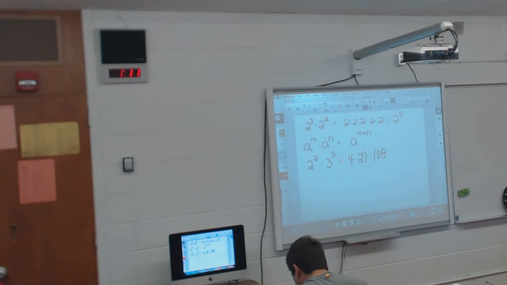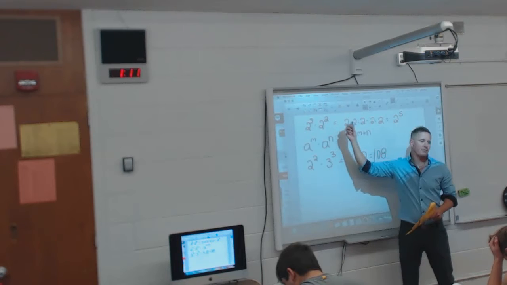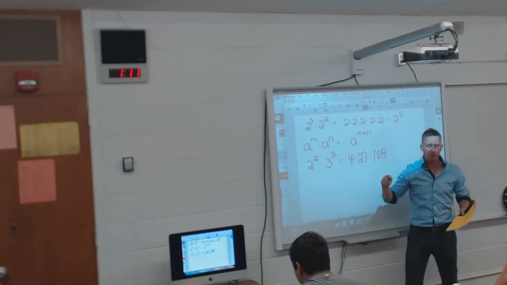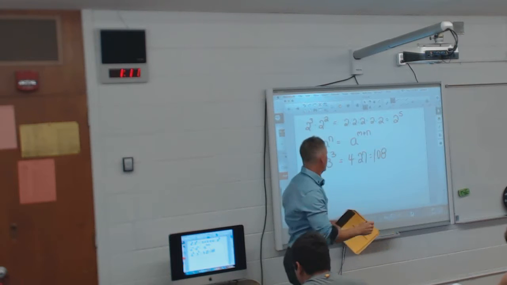Okay, you cannot multiply the bases together when they're different. And you don't multiply the bases together when they're the same either. Do not multiply the bases together at all. Okay? This is not 4 to the 5th. It's 5 2's. Okay, so I'm just going to show you some errors that get made as we go.